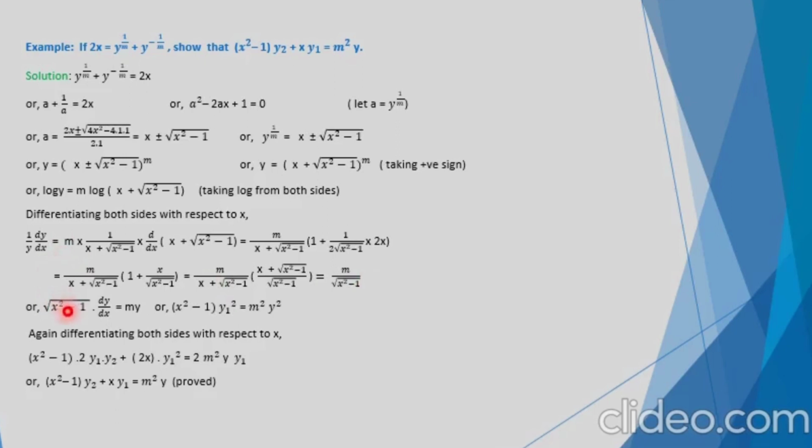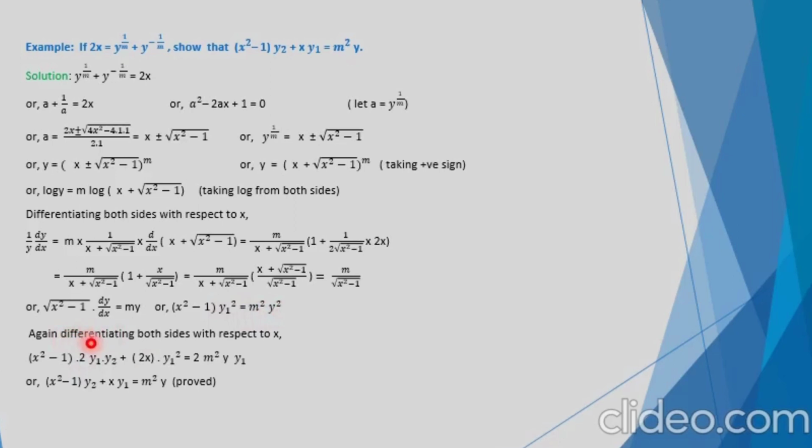Now root over x square minus 1 into dy dx equals y into m, that is my. Squaring both sides, we get x square minus 1 into y1 square. We have already learned that we can write dy dx as y1 also. So x square minus 1 into y1 square equals m square y square.